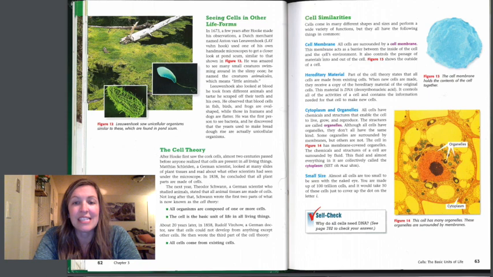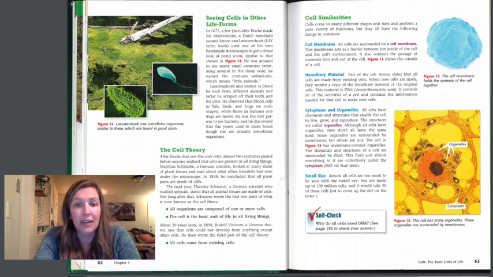This material is DNA, deoxyribonucleic acid. It controls all of the activities of a cell and contains the information needed for the cell to make new cells. Cytoplasm and organelles. All cells have chemicals and structures that enable the cell to live, grow, and reproduce. The structures are called organelles.